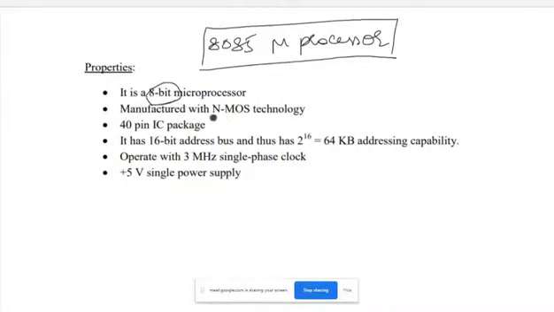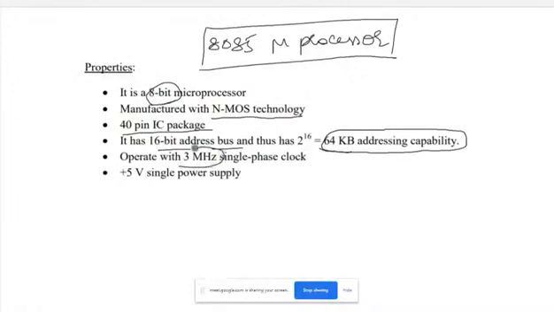So it is manufactured in NMOS technology and it is 40-pin IC package and it has 16-bit address bus. That is, it is having a 64 kilobyte of addressing capability. Operate with 3 megahertz single phase clock. And you have a plus 5 voltage of power supply. Right? So all these things are hardware features.